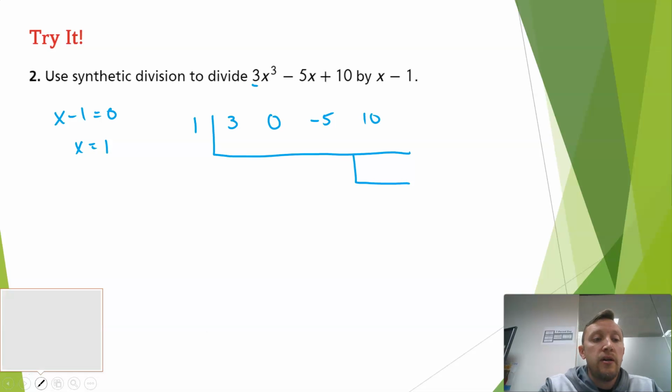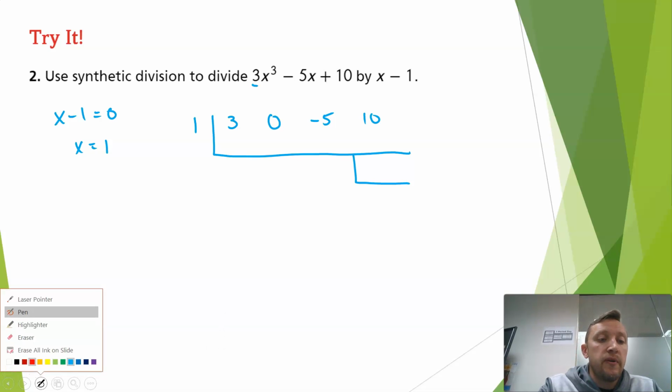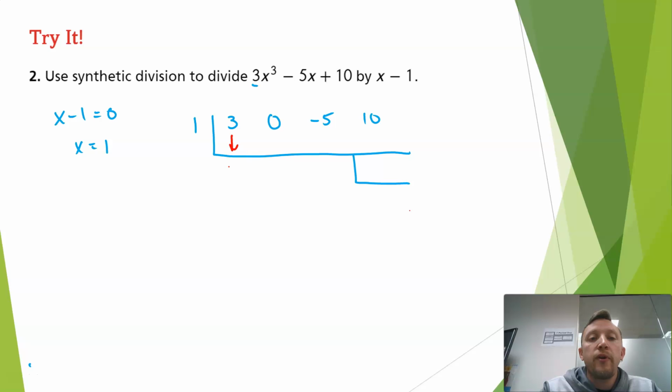All right, so let's see how you did here. I'm going to bring down the 3. That's your first step. Then we multiply. 1 times 3 is 3, and then we're going to add those two together. 0 plus 3 is 3.